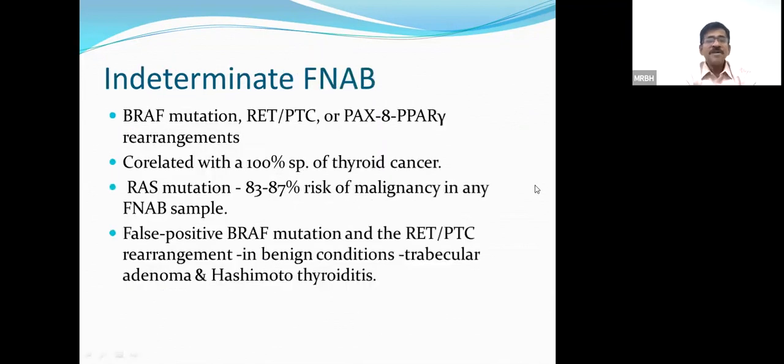Next. So in indeterminate FNAB, where you cannot differentiate between benign and malignant, if you add these molecular studies in the form of BRAF mutation, RET/PTC, and PAX8/PPARG rearrangements, this can correlate with 100% specificity for thyroid cancer. And if we find there is a RAS mutation, the risk of malignancy in any FNAB sample is high, and these are the patients who should go for total thyroidectomy in the first setting. However, there are some situations like false positives: BRAF mutation and the RET/PTC rearrangement can occur in benign conditions like trabecular adenoma and Hashimoto's thyroiditis.